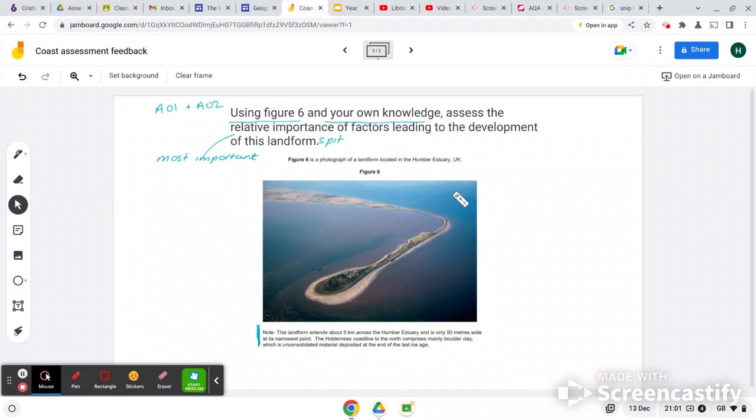So to answer this question, a good start is to use the question in your answer. So you could start it with: one important factor in the development of this landform is, and then start to identify the important factors. Again, most of you have identified that longshore drift would be an important factor in the development of this landform. So you can talk about longshore drift.